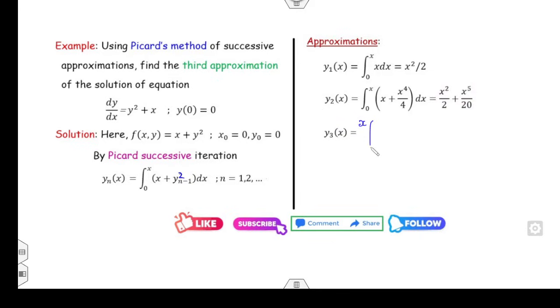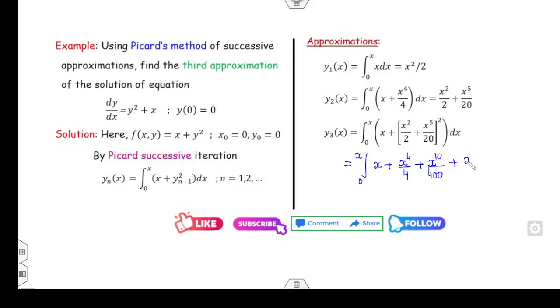So that will be 0 to x, plus y2, x5 divided by 20, whole square into dx. Fine. Now you can open this bracket, a plus b whole square. So a square plus b square plus 2ab. So it's x raised to power 5 and 2 is 7. X raised to power 7 divided by 20.